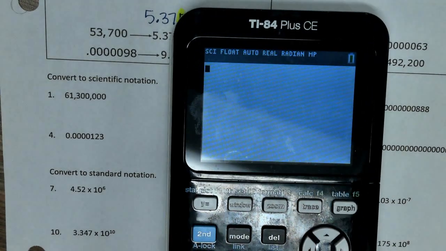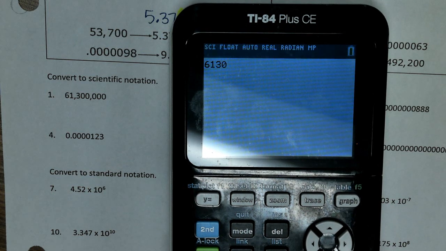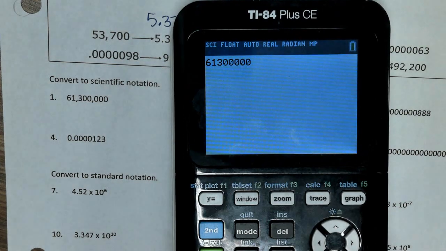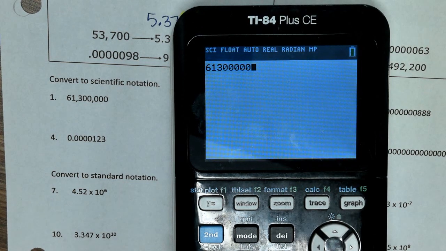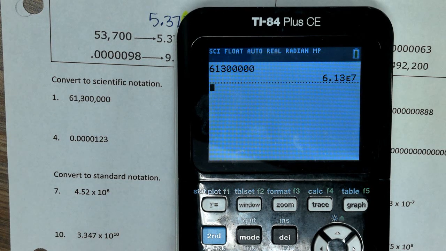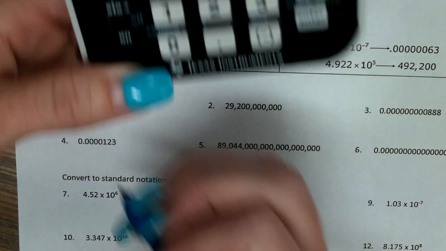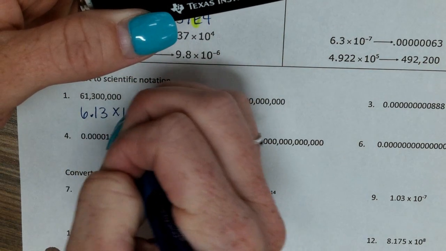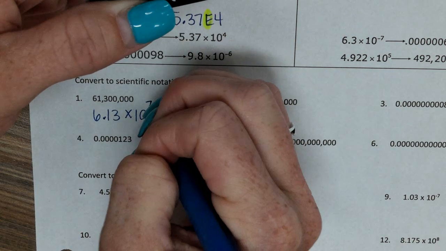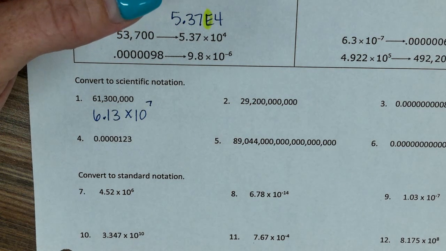Do I put in commas? No. So I'm going to type in 61,300,000. And all I have to hit is enter. So how would I write my answer? 6.13 times 10 with an exponent of 7. And you have to write that as a little exponent up there. If you need help, raise your hand.